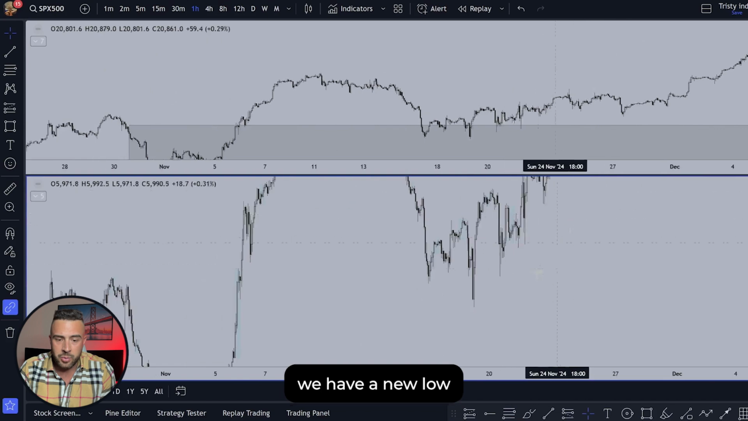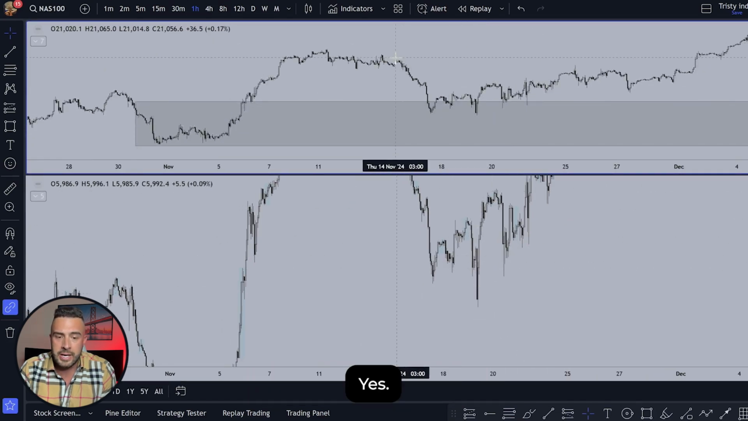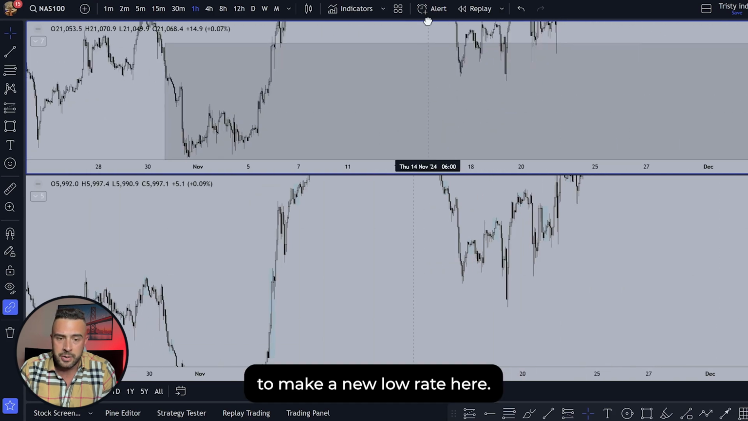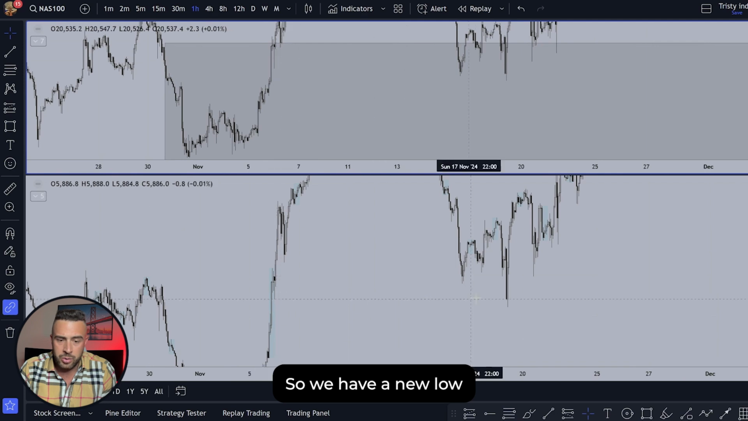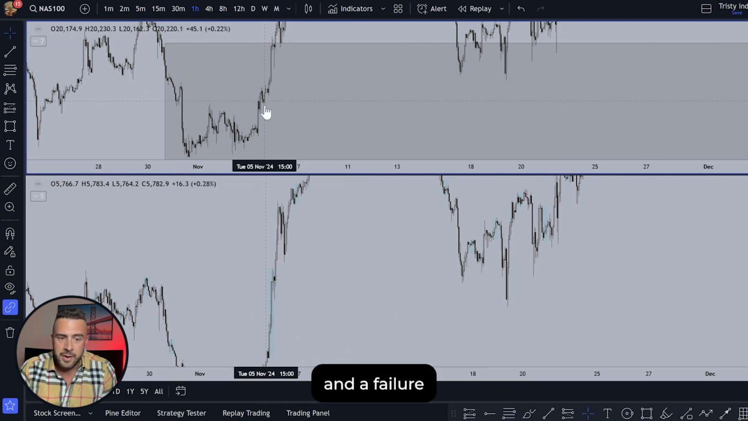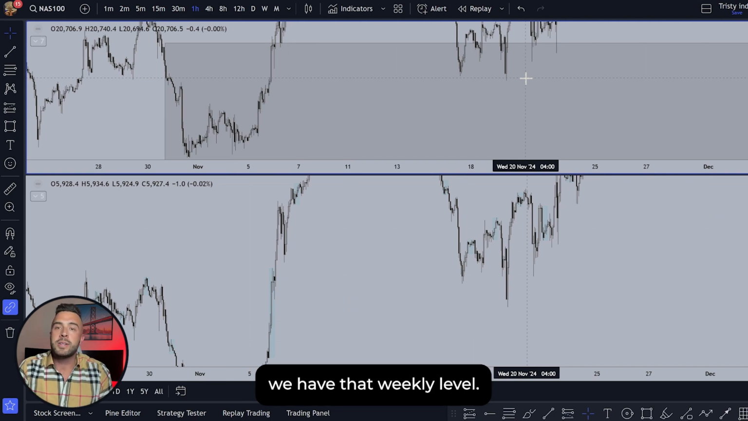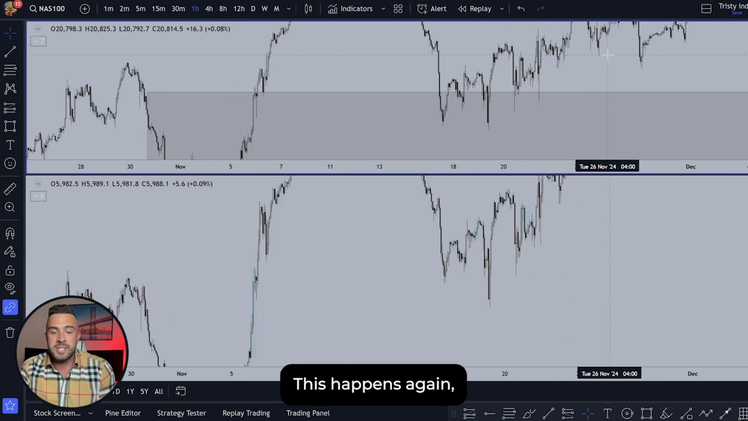So you can see here we have a new low once again being formed on ES with a failure to make a new low right here. Sorry, this one right here. So we have a new low being formed right here and a failure to make a new low right here. But once again, we have that weekly level, we have the 4-hour shark fin, and we have SMT. This happens again and again and again.